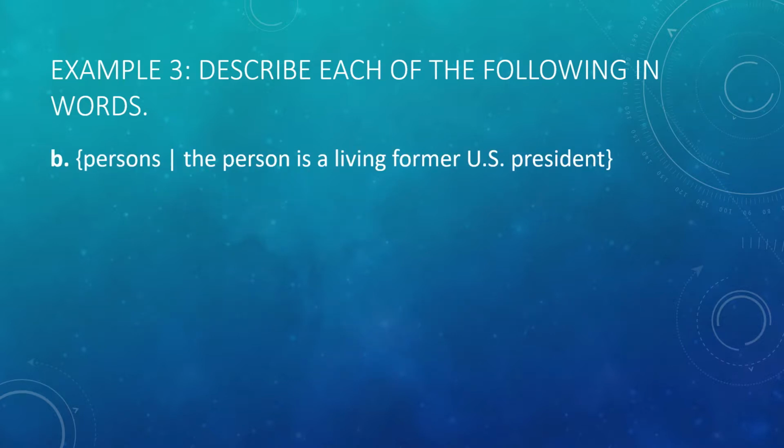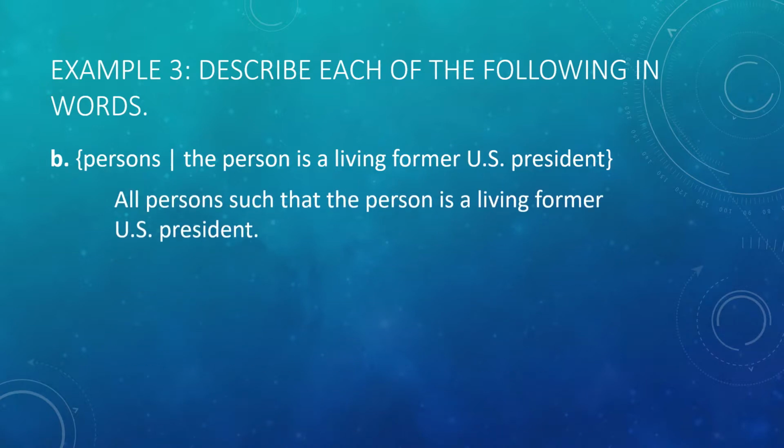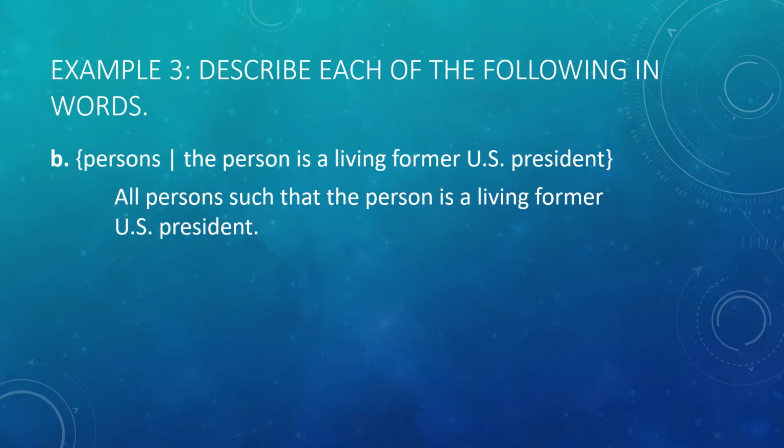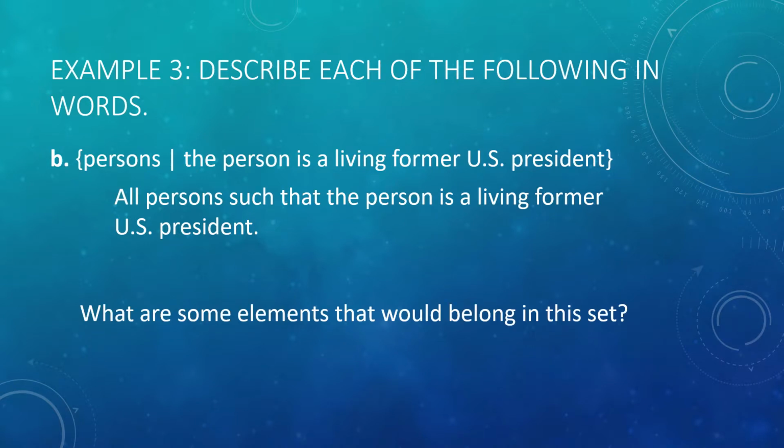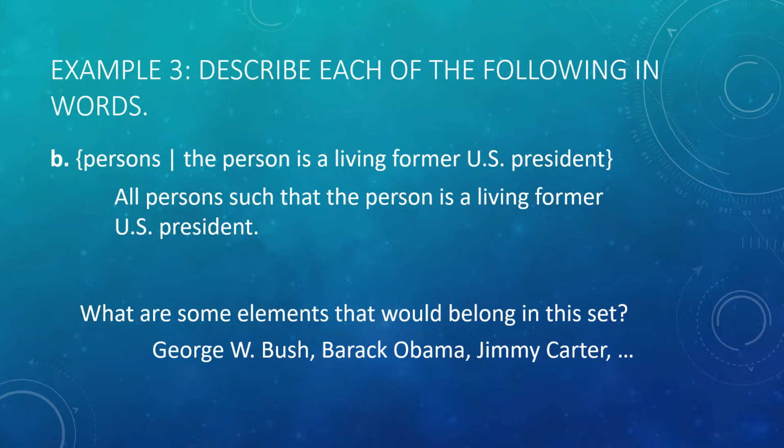Our next set is not a set of numbers, which is totally fine. You can use set builder notation to describe any type of set. It doesn't have to be a set of numbers. So this set is the set of persons such that the person is a living former U.S. president. Once again, try to think of some elements that would belong in this set. Here are some examples that I came up with: George W. Bush, Barack Obama, Jimmy Carter. I'm sure there's a lot more that you could think of. These were just ones off the top of my head. These are living former U.S. presidents.